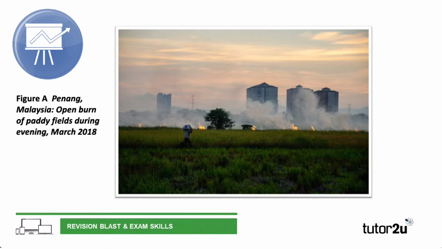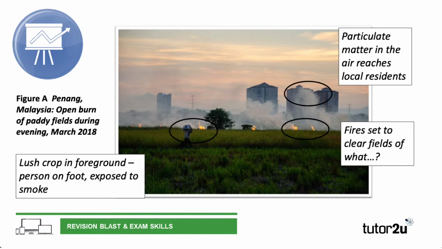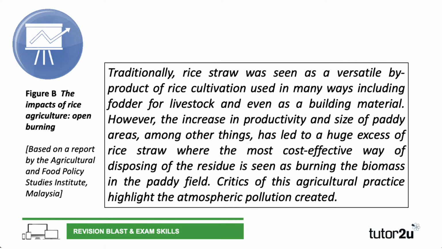So what did I do when I looked at this photograph? Okay, so we've got some rings there, and I believe we've got some labels there. Is that right, John? Yeah. Okay. So we've spotted just within that photograph open burning of paddy fields in Malaysia. We can see there are people in the fields next to the fires, next to this associated smog, which is slightly concerning. And then behind that, we can see the apartments, and we're concerned about perhaps the particulate matter that is going to reach local residents. But we've also got a second figure, so we've got figure A and figure B.